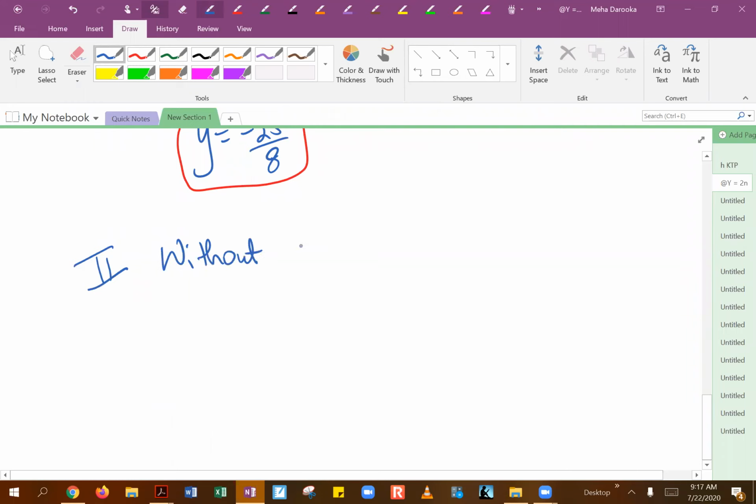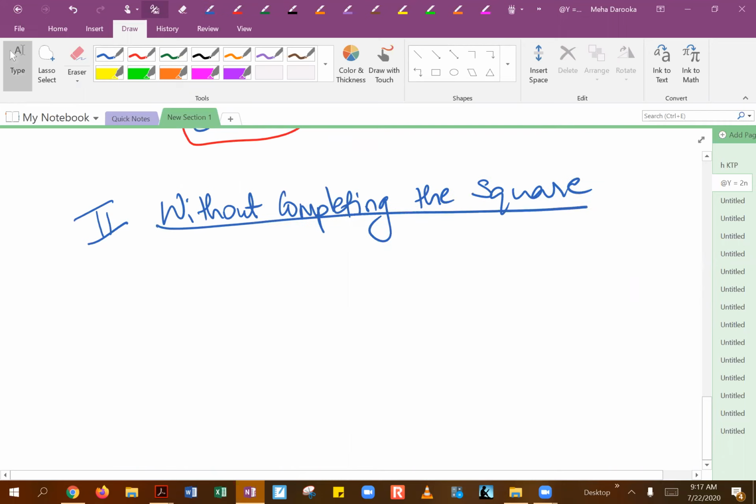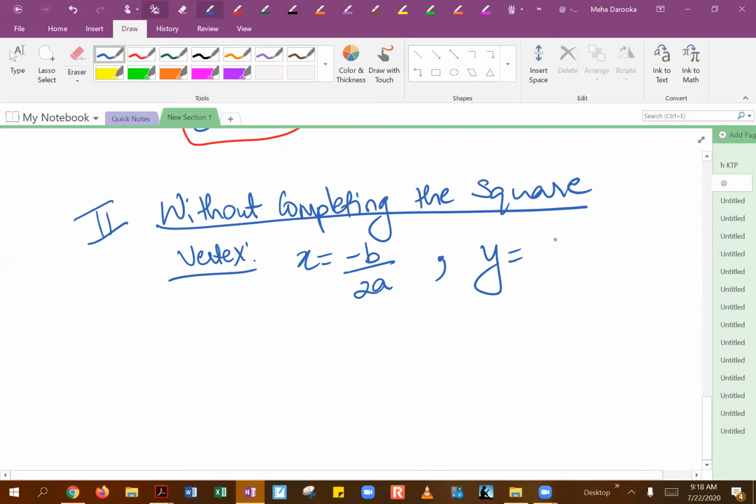So without completing the square, and we have seen this process before. If you don't want to use completing the square, then basically you have to use, for finding the vertex of our parabola, remember we have the equation x equals -b/2a. And then you plug that back into your function to find the y value. So for the y value, we put whatever x you get from here into our function.